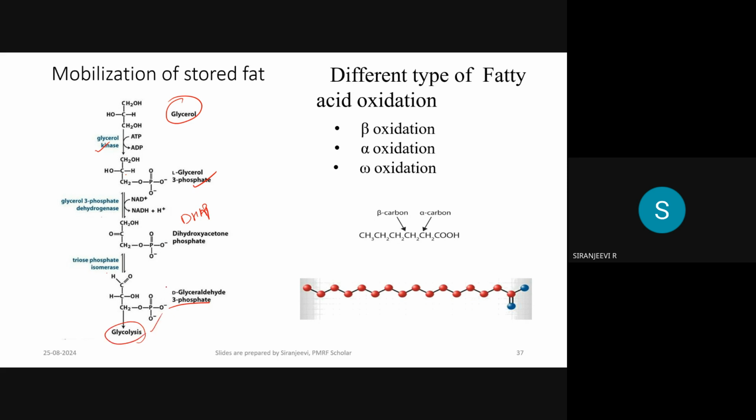And we'll see the fatty acid now. The free fatty acid, wherever it is from, has to go for oxidation. So there are different types of oxidation that we see. That is the alpha oxidation, beta oxidation, and then the omega oxidation.